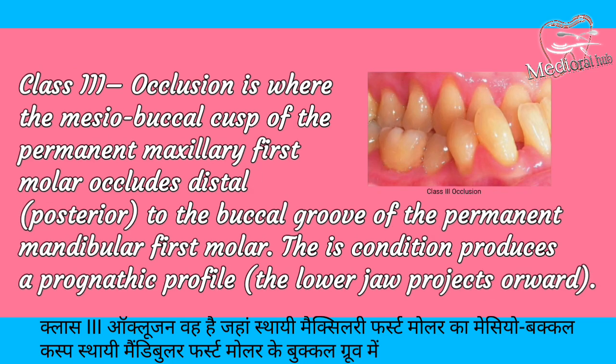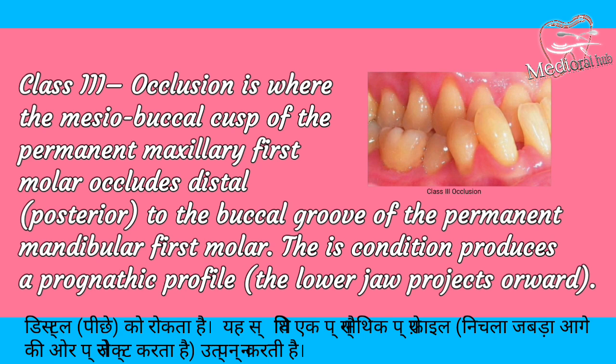Class 3 occlusion is where the mesiobuccal cusp of the permanent maxillary first molar occludes distal, or posterior, to the buccal groove of the permanent mandibular first molar. This condition produces a prognathic profile. The lower jaw projects forward.